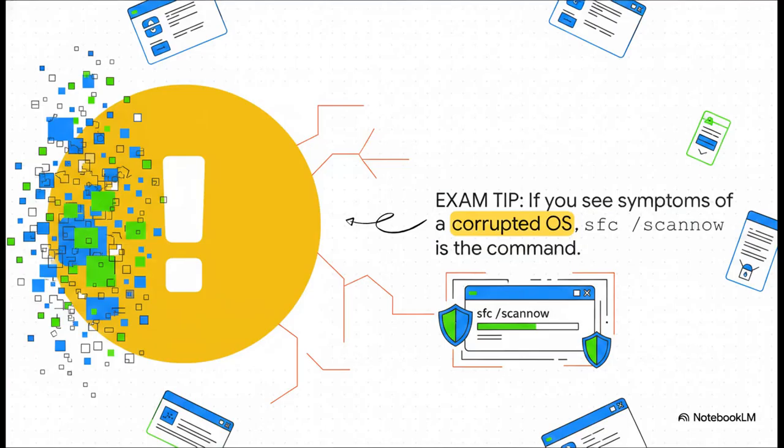Okay, for the A+ exam, this is a huge mental link you need to create. If you read a question that describes a corrupted OS, things like random crashes, missing interface elements, your brain should immediately jump to sfc/scannow. It's the primary, first line of defense command for these kinds of problems.